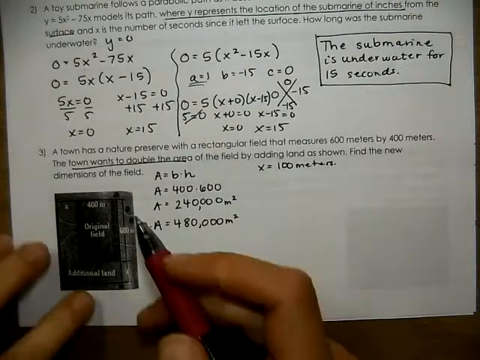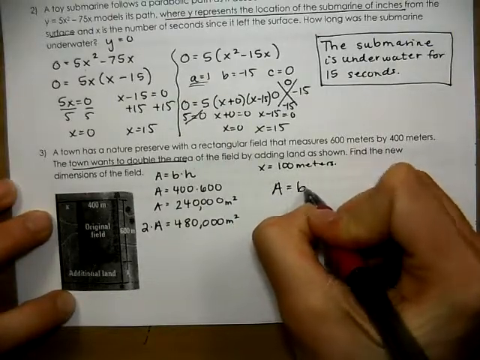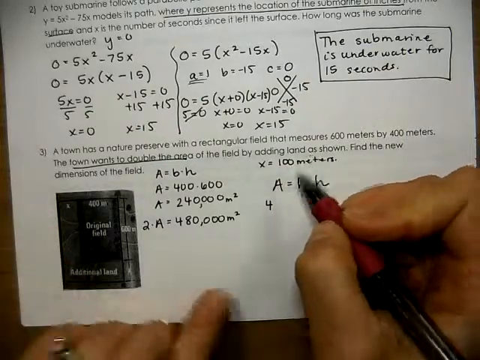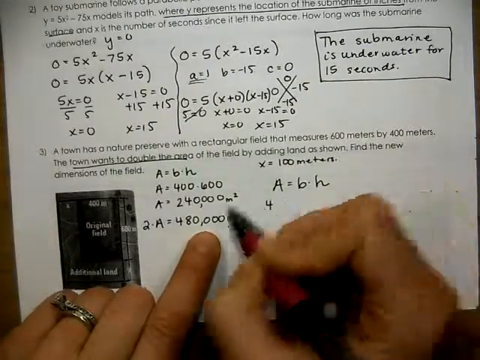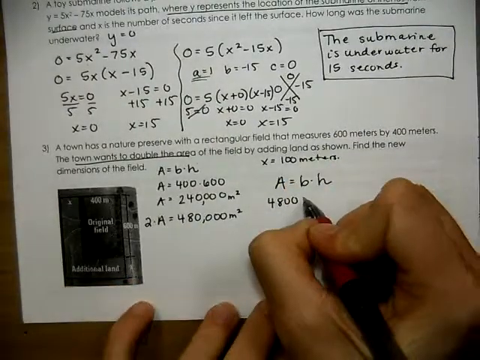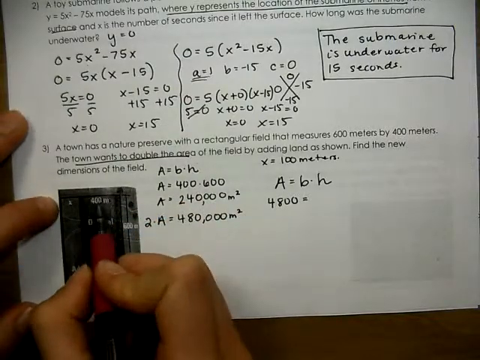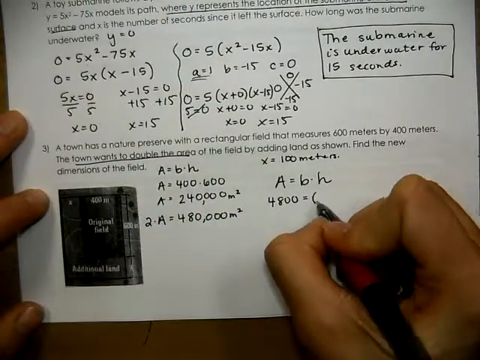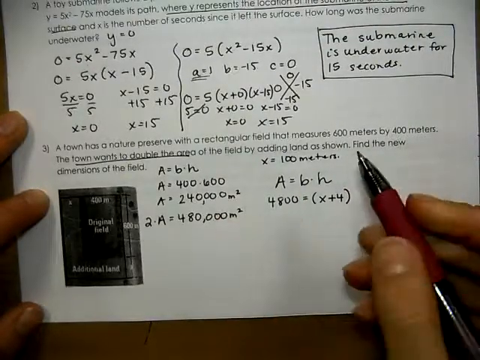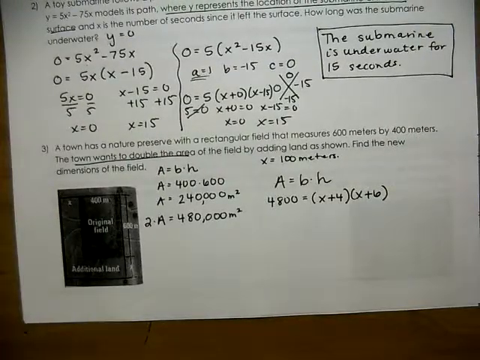Okay? So if we look at this, the new area is still a rectangle, so it's base times height. The new area is going to be 480,000, but if we're going to do it in hundreds, that would just be 4800 equals, the new base would be this length right here. It would be x plus 400. But if we're doing it in hundreds, it would just be x plus 4. And then this next one would be x plus 6.